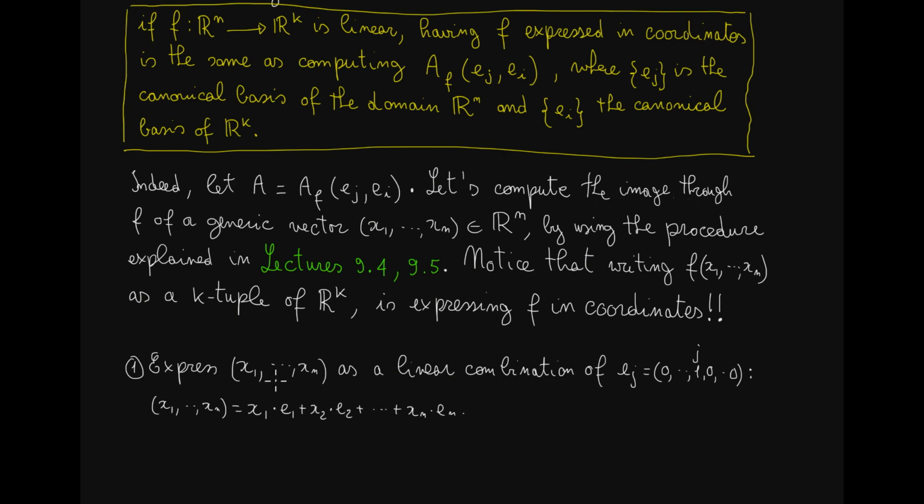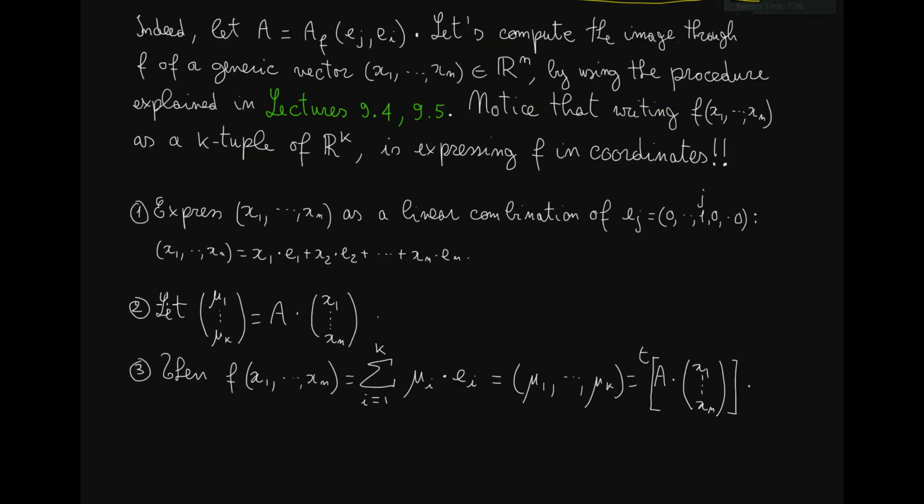But it is immediate. This requires finding the solution of a system of linear equations with n equations and n unknowns. But since e1, e2, ..., en are the canonical basis, we immediately see that the lambda i's must be the xi's for every i. So this step is basically skipped. We don't need to make any computation to solve this system if the vectors are the canonical basis.